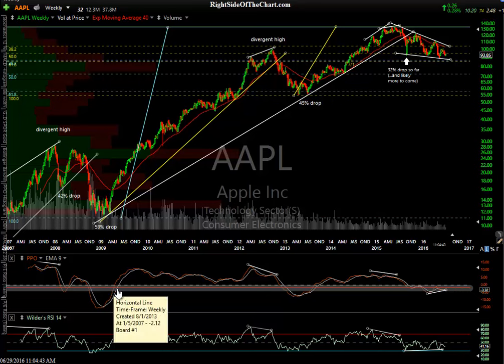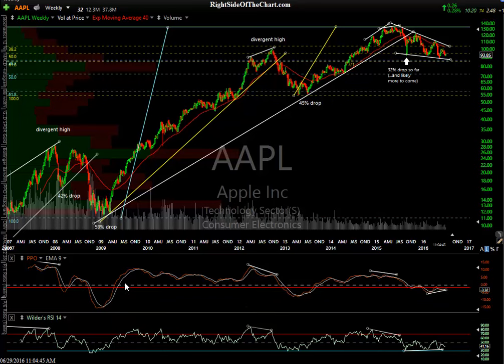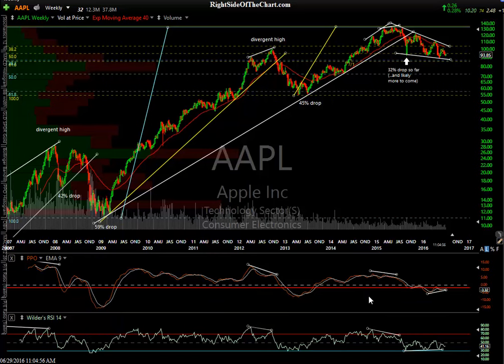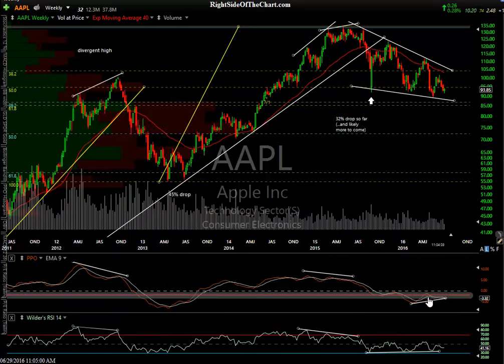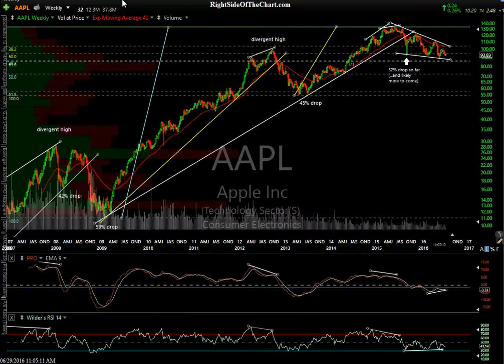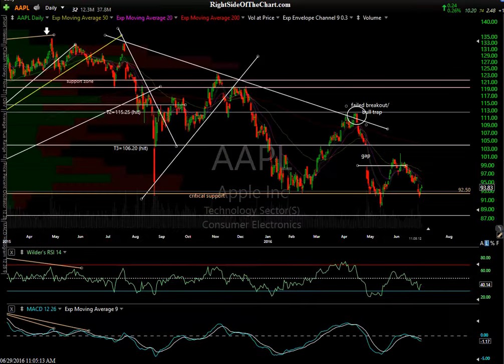I put a red line just below the 0 level because that 9 EMA on the PPO works well there as well. But I noticed that if you put this line at the negative 2.12 level, that tends to do a better job at defining the trends in Apple. And you can see there the PPO is still clearly in bearish territory, saying the primary trend in Apple is down. So that's one of the world's largest companies.